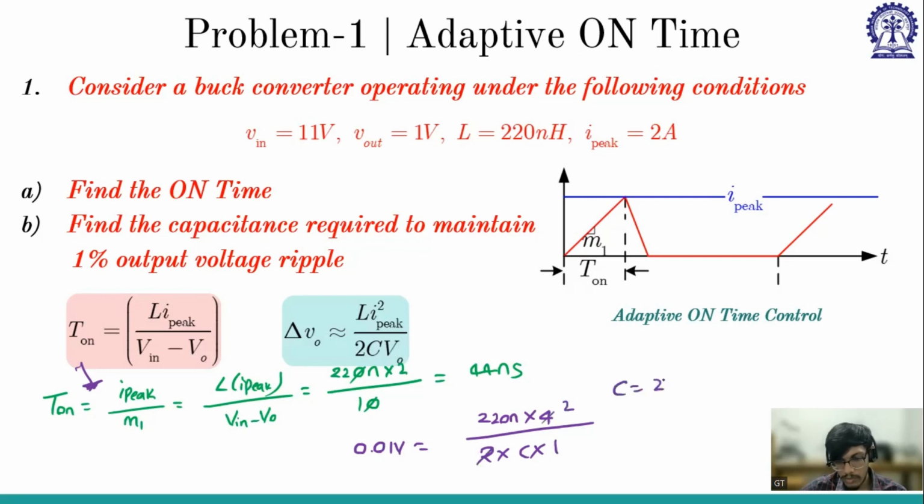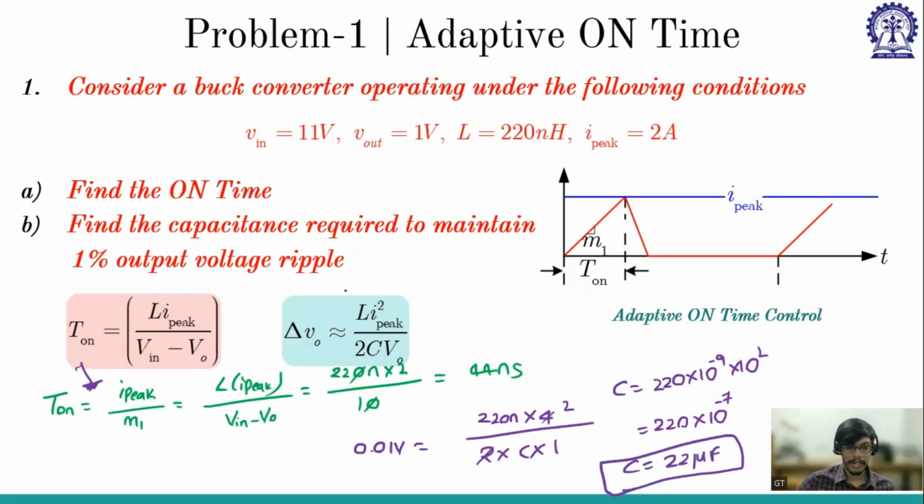Sir, how this formula, sir? Okay, I'll come to it. 10 square. So we'll have 220 into 10 to the power minus 7. So if you do into 10, 10 to the power minus 6, it is like 22 microfarad. So this is the capacitance requirement to maintain this much of voltage ripple. So that is the first part on time, second part capacitance requirement.